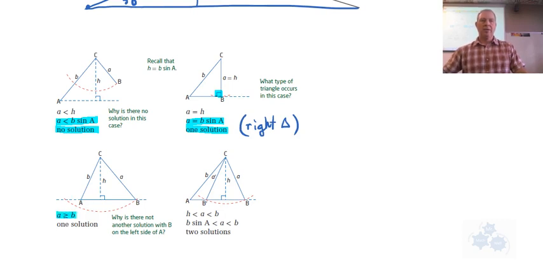If A is greater than B, so this one is bigger than this side, then we only have one solution, looking like this, because it doesn't touch over here on the baseline ahead of A. And then here's the big one where you have two triangles, the only option. If the opposite side is greater than B sine A but less than B at the same time, then there's two solutions, or two triangles that can be formed.